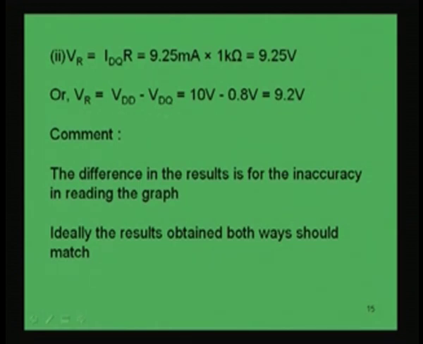If we correctly measure this graph, this should be same. So, VR is equal to VDD minus VDQ. So, 10 volt minus 0.8 volt is 9.2 volts. Now, you can see there is a difference, but ideally if we measure the graph correctly, both will be same. This error comes because there is an inaccuracy in reading the graph. So, when you measure it to scale, both the results should be same.